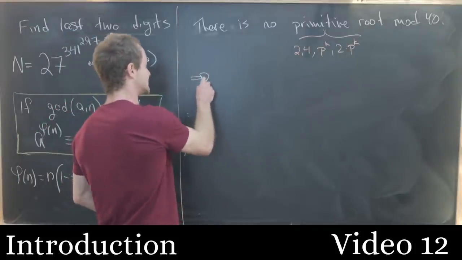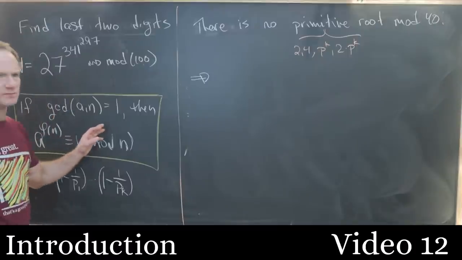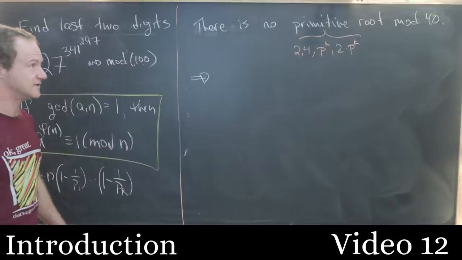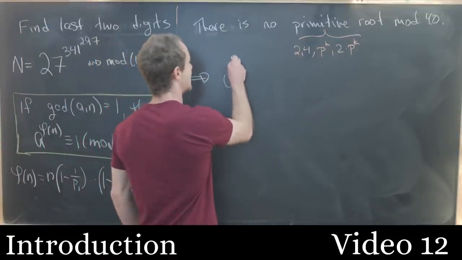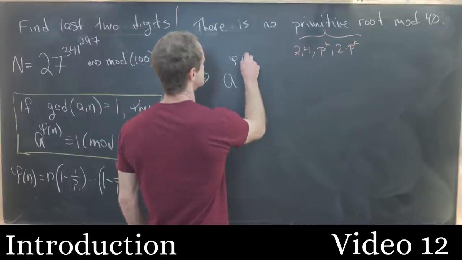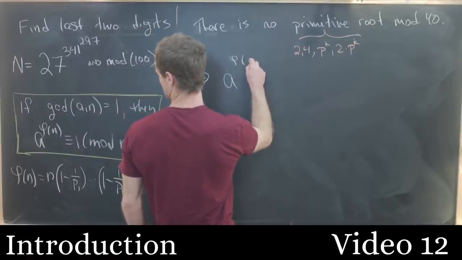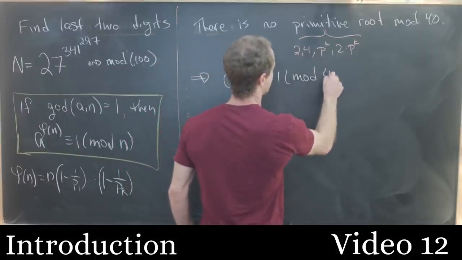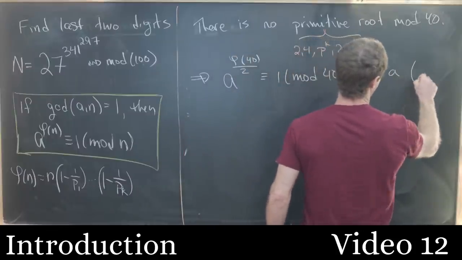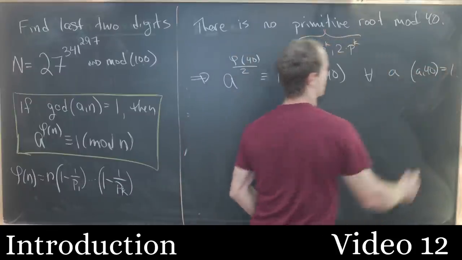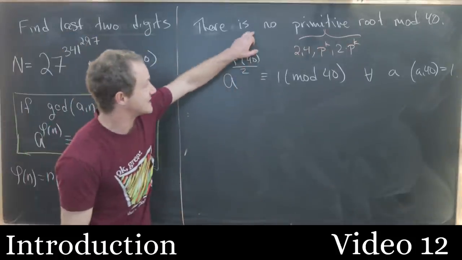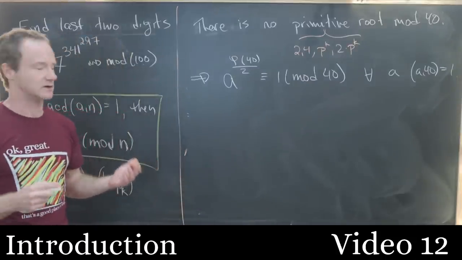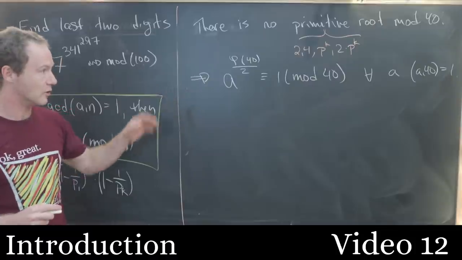But what does that mean? That means that Euler's theorem can be refined a little bit in the case of not having a primitive root. Here we could say that a to the phi of 40 over 2 is congruent to 1 mod 40 for all a where the GCD of a and 40 is equal to 1. So if n does not have a primitive root, you can replace phi of n with phi of n over 2. That's kind of a standard number theory homework problem. I won't go over that part.